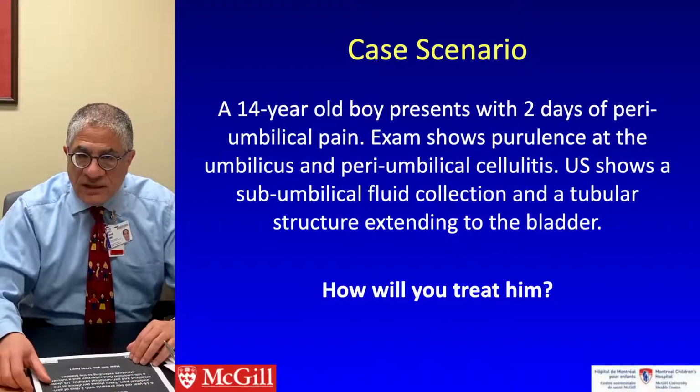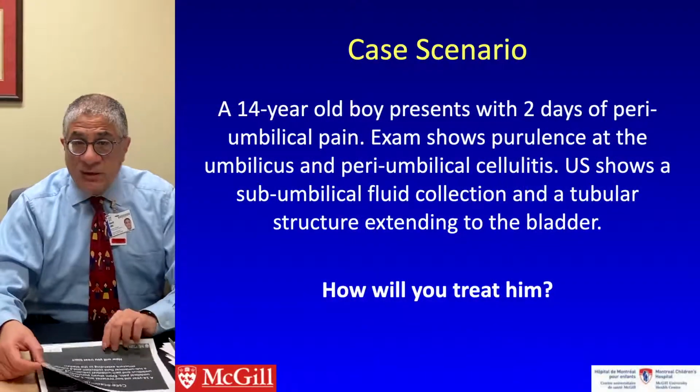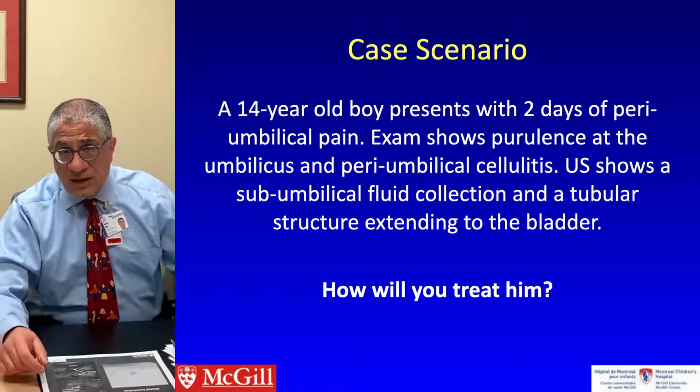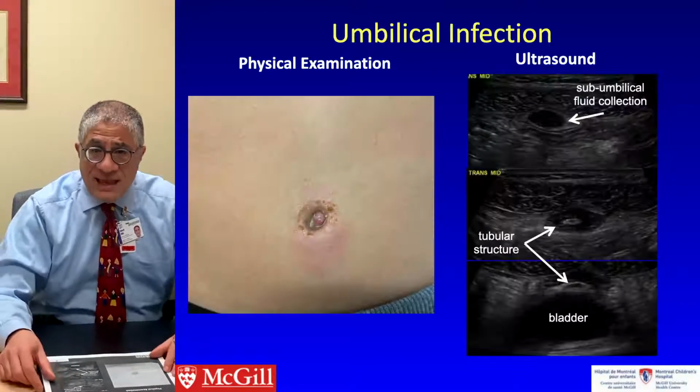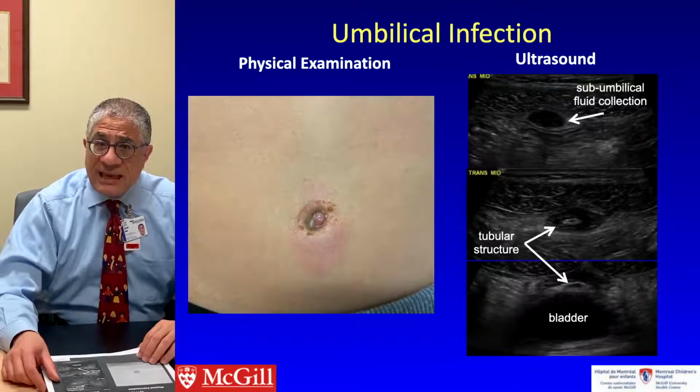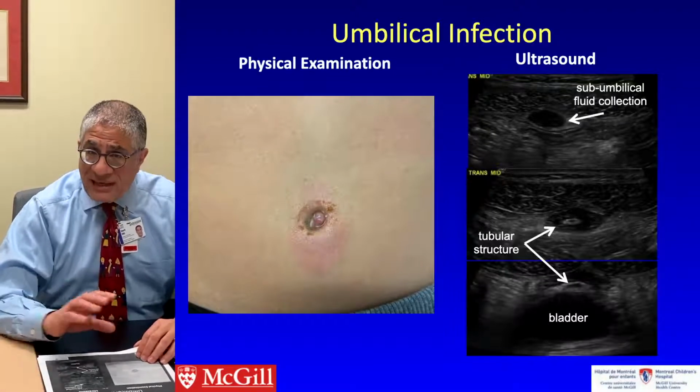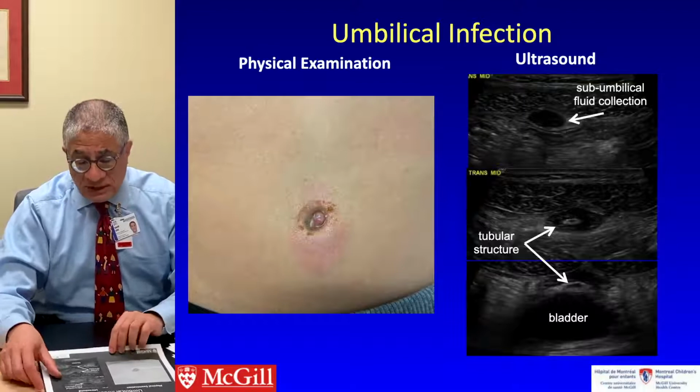This week's CB Clips was a case of an umbilical infection in a teenage boy. And you can see the findings are clearly shown on the physical exam. And on the ultrasound, you really see a small abscess under the umbilicus and a patent structure down the midline of the abdomen. And everybody made the diagnosis correctly that this is a urachal infection.